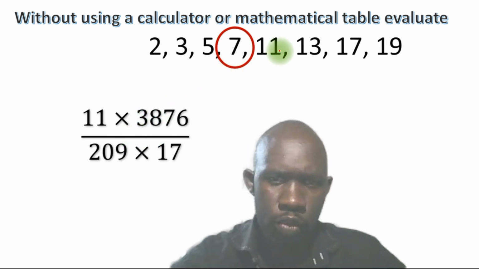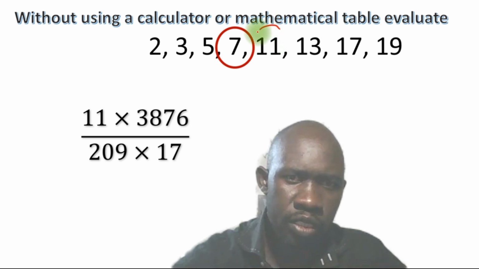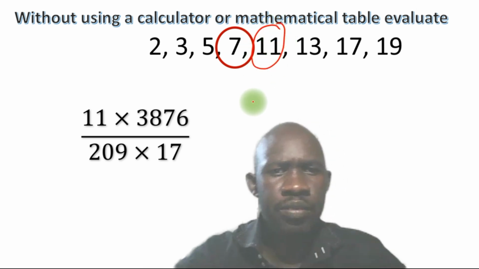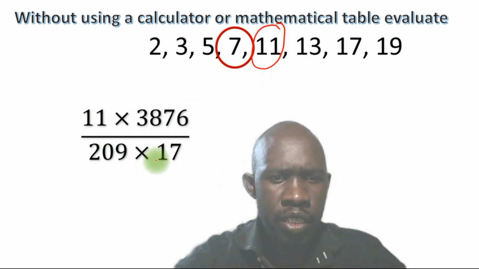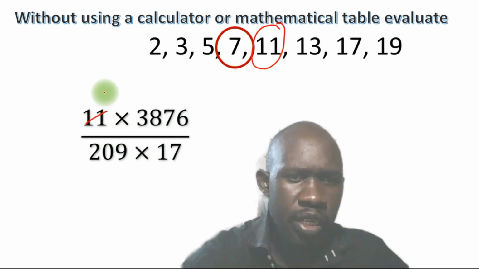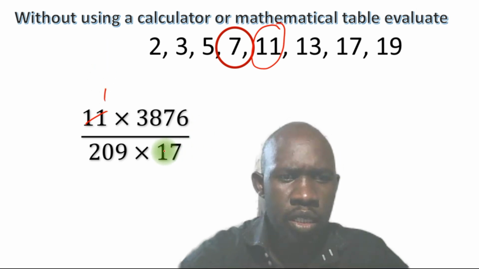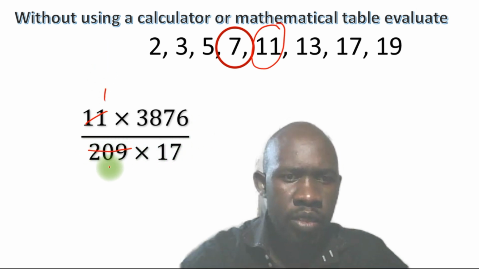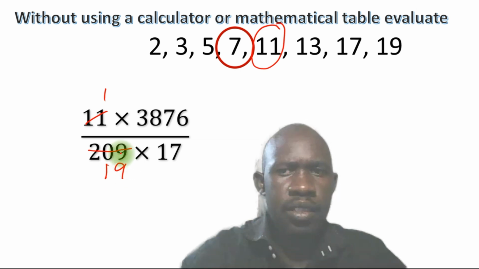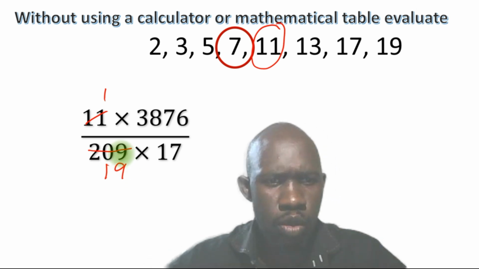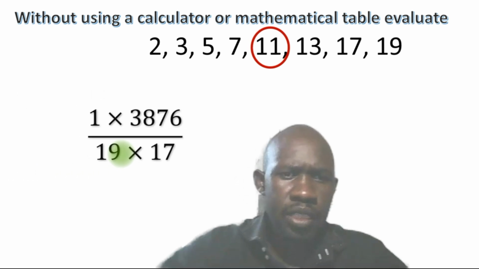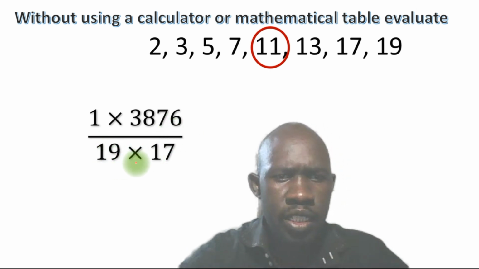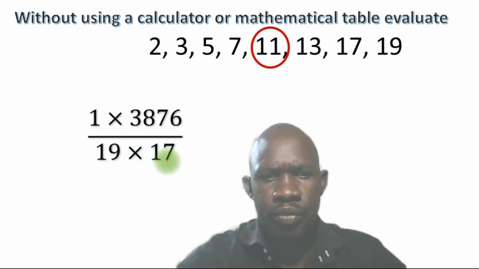No. We move to the next, which is 11. Now here we can divide by 11. If we divide this by 11, we get 1. If we divide this by 11, we get 19. So that's what we have. That will be 1 times 3876 over 19 times 17.